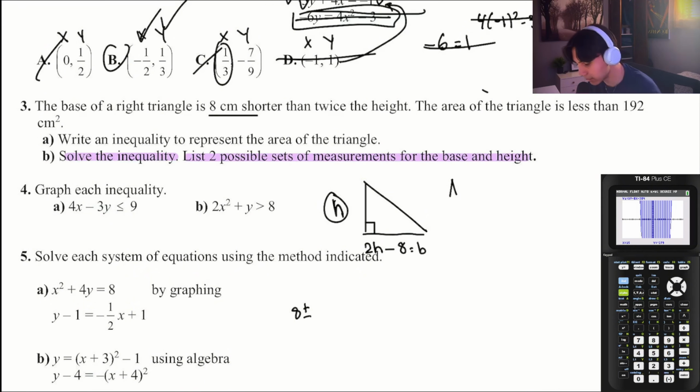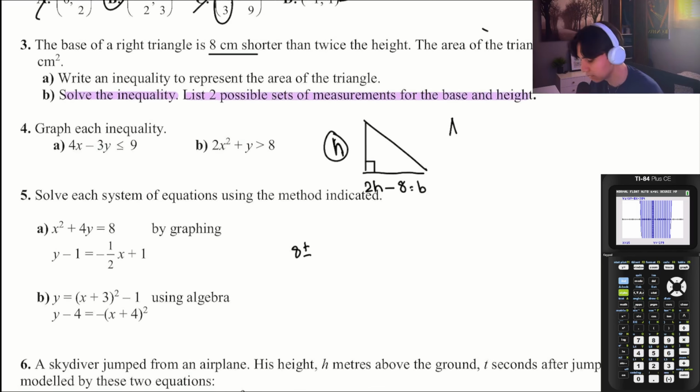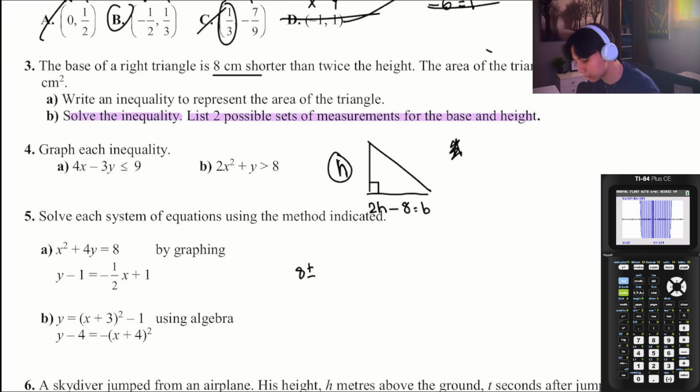The area has to be less than 192 centimeters. So if it's less than, then our triangle's area can't equal this, or it can't be greater than this. So you're probably wondering what that means, right? So we're asked to write an inequality to represent this equation here.